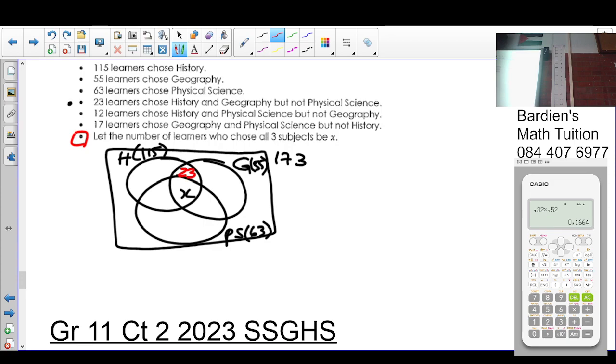How do you get 12? Okay, 12 learners chose history and physical science, but not geography. So that 12 goes here. 17 chose geography and physical science, but not history. Then 17 goes here. Okay?